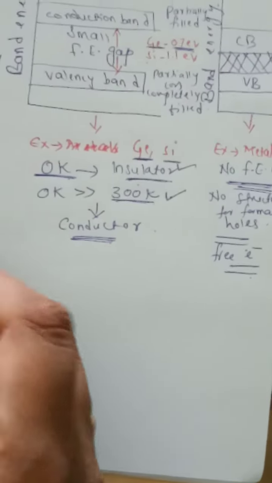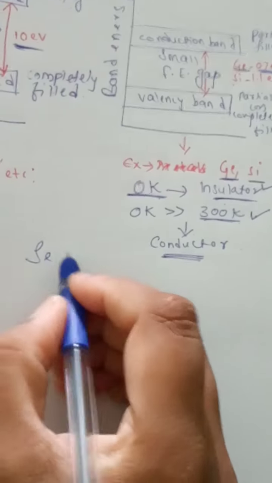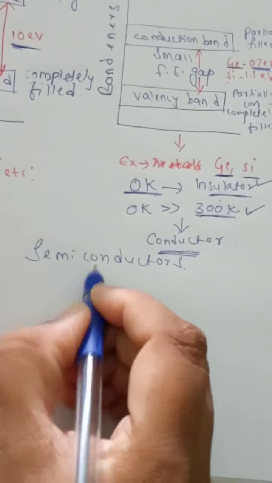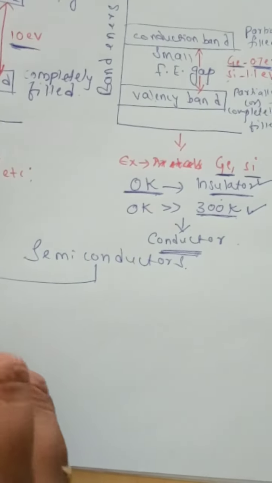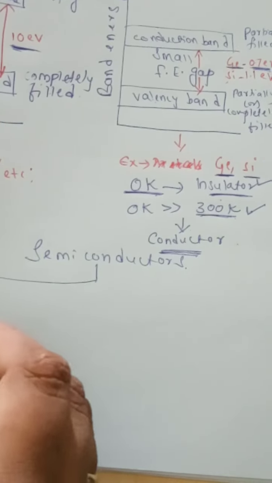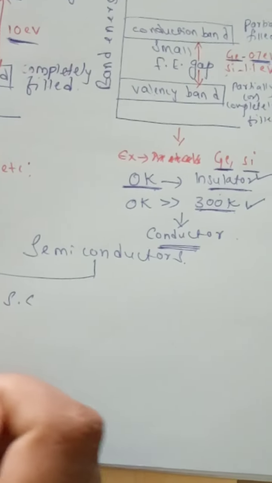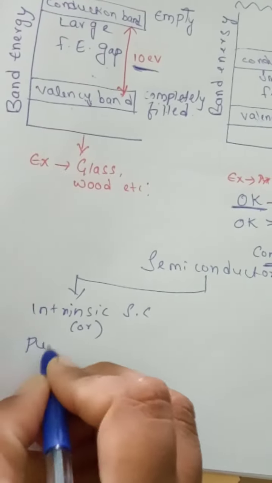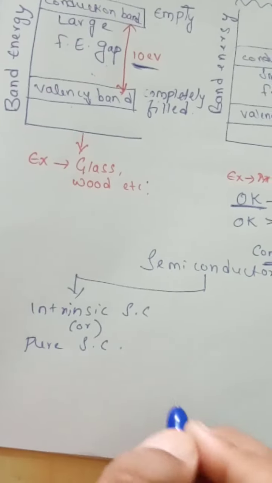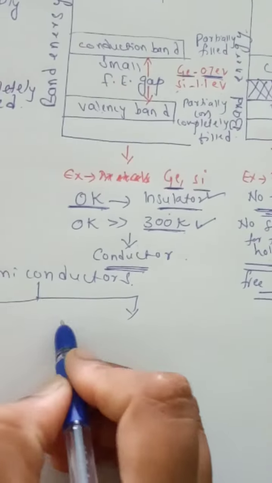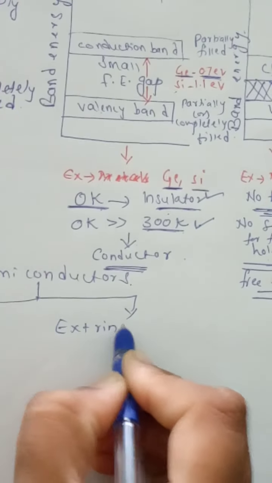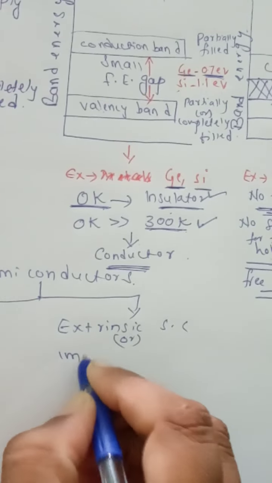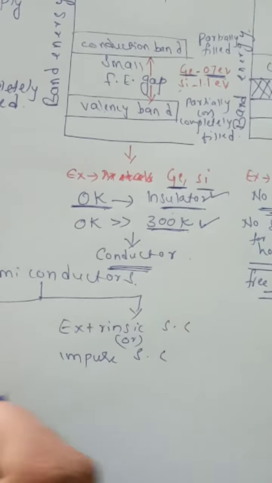Now let us move to semiconductors. Semiconductors are divided into two types. One is intrinsic semiconductor, which we also call a pure semiconductor. The other is extrinsic semiconductor, which we also call an impure semiconductor.